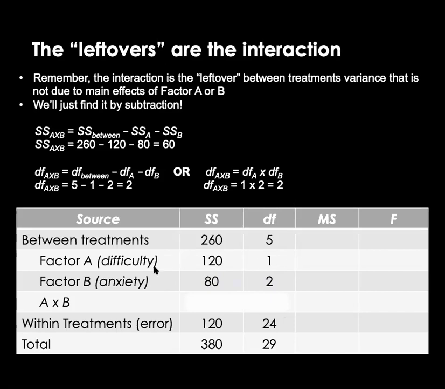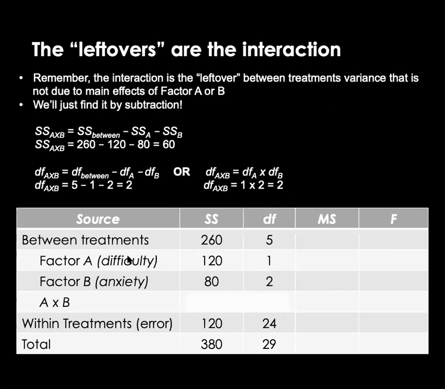Now, the interaction, which is A times B, or A by B, you would say. And remember, the interaction is the leftover between treatments variance that is not due to the main effects of factor A and B.